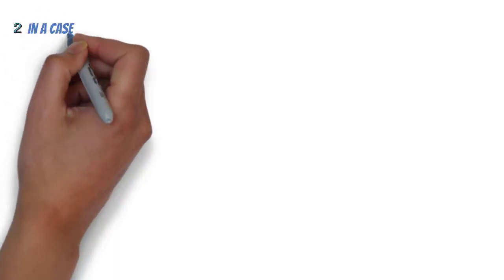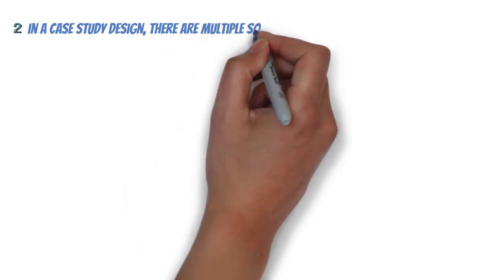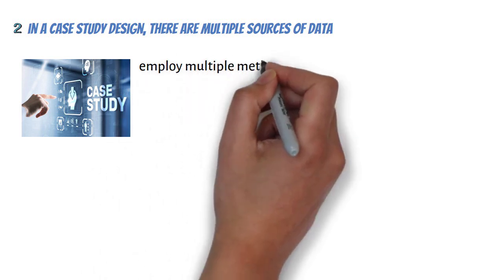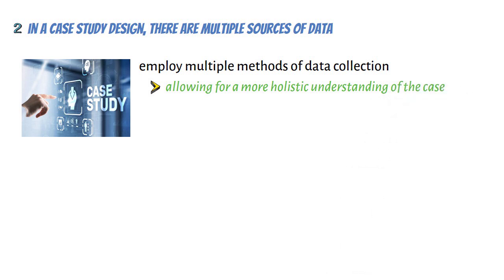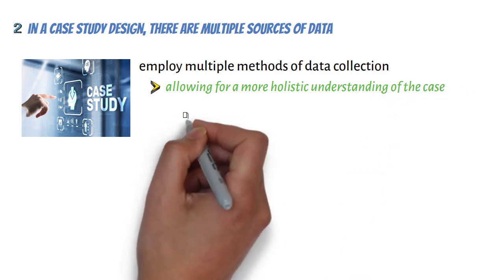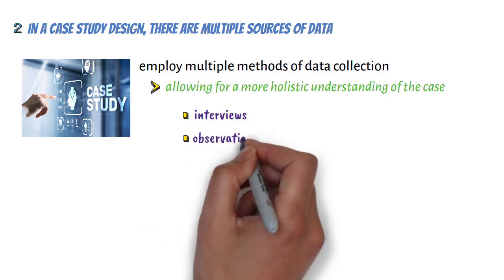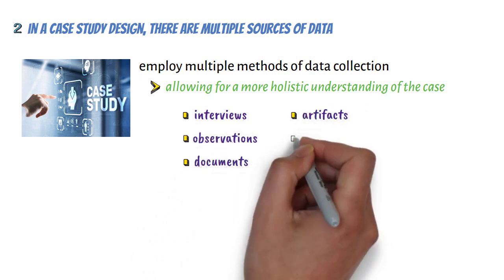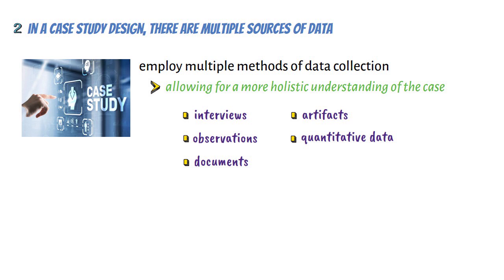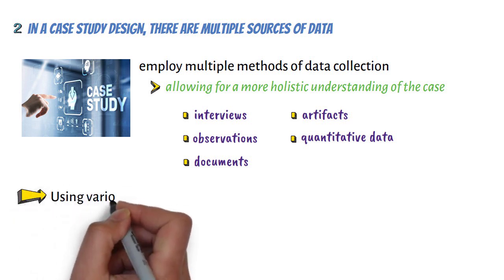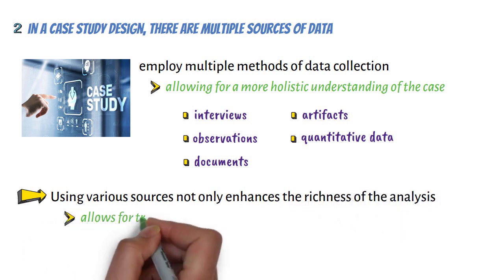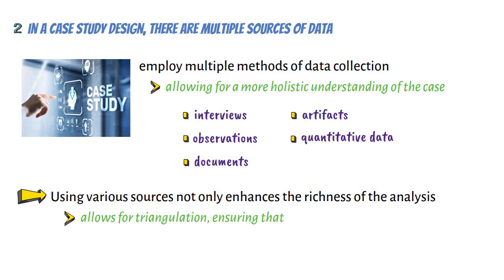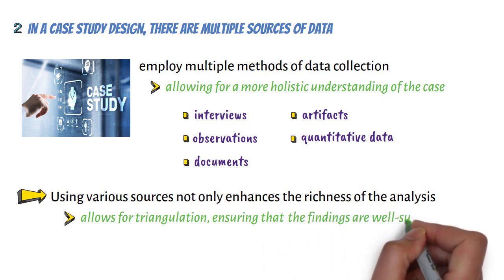Second, in a case study design, there are multiple sources of data. Case studies typically employ multiple methods of data collection, allowing for a more holistic understanding of the case. Common data sources include interviews, observations, documents, artifacts, and even quantitative data. Using various sources not only enhances the richness of the analysis, but also allows for triangulation, ensuring that the findings are well supported.